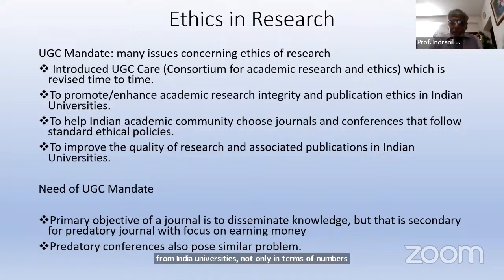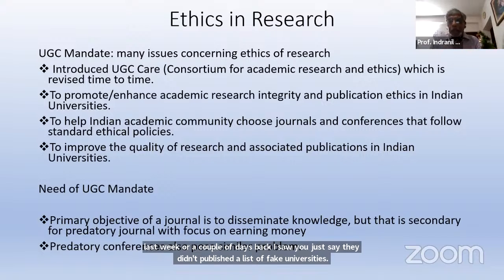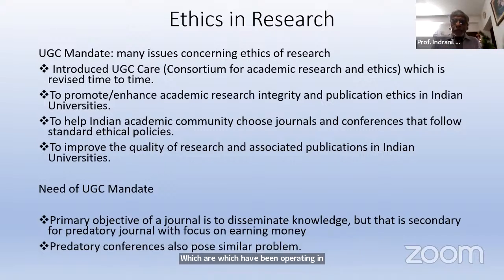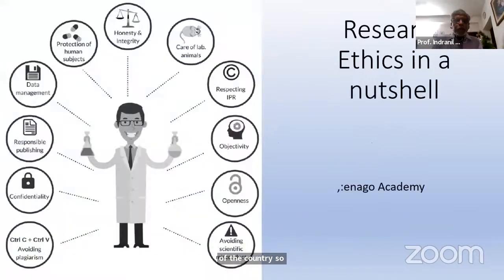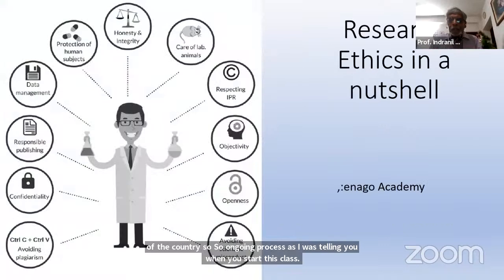So yesterday we had seen already some of these activities regarding predatory journals and predatory conferences, and how the university, UGC overall, and university ecosystem in general is trying to prevent this. I mean, only last week or a couple of days back, I saw UGC has again published a list of fake universities which have been operating in different states of the country. So it's an ongoing process, as I was telling you in yesterday's class. It does not stop after a particular activity.